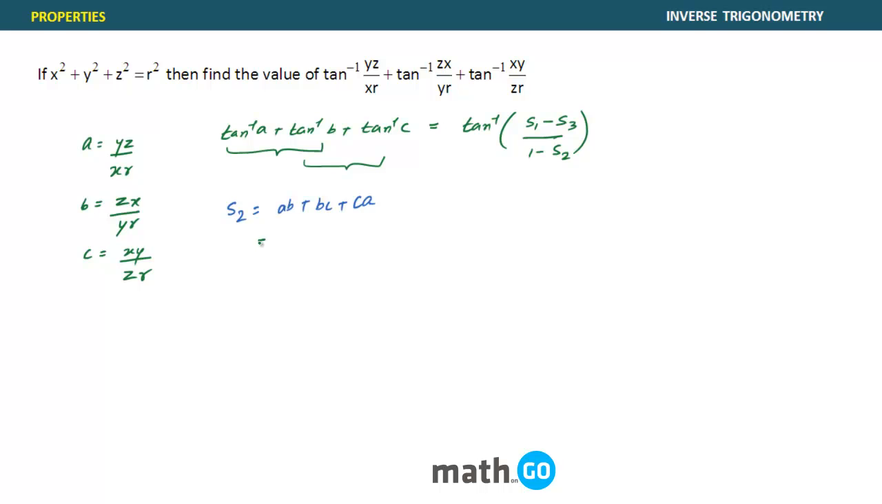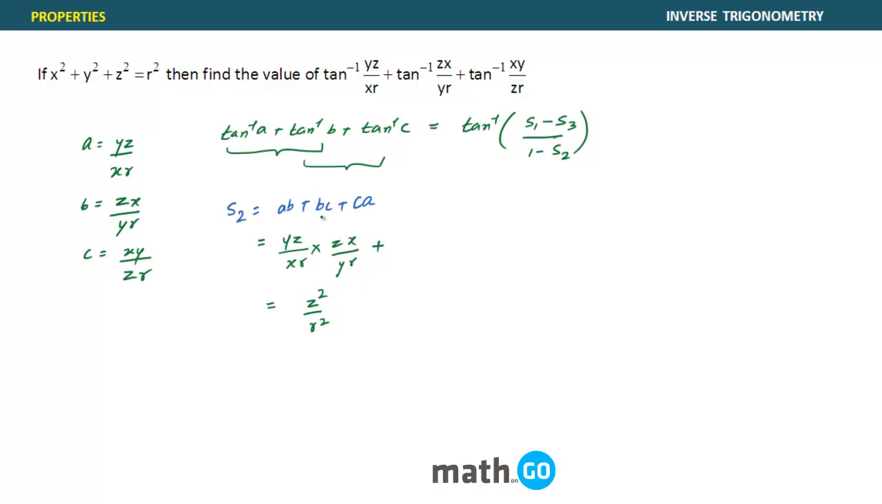Now if you put those values, let's see what you will get. Let me just start with putting the value of A again. So A is nothing but yz by xr, into B, which will be xz by yr. Can you see what this quantity actually reduces to? This is nothing but z square by r square, right? Because y will cancel out, x will cancel out.